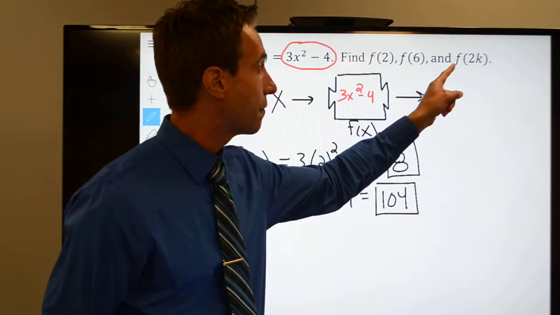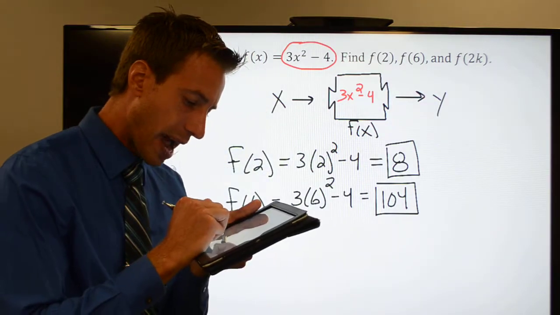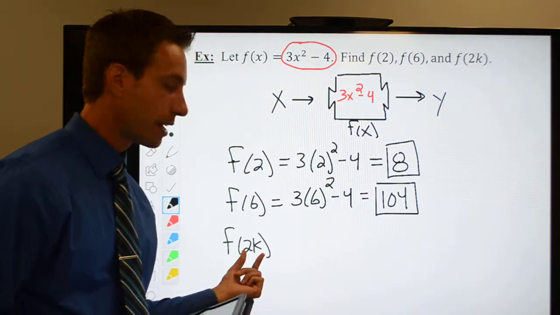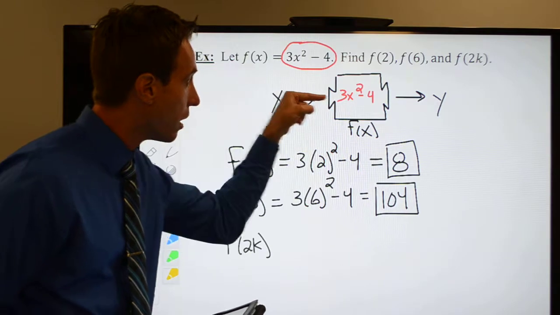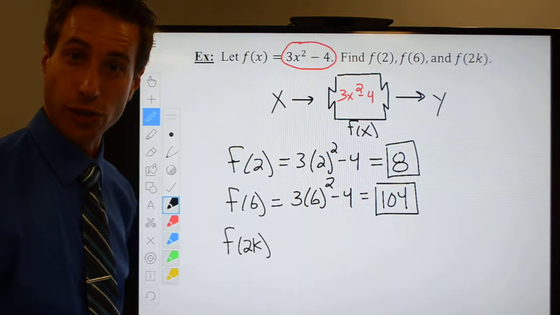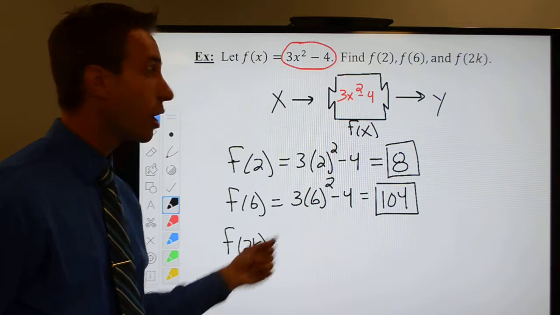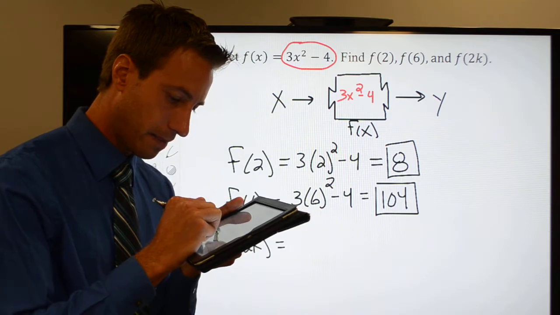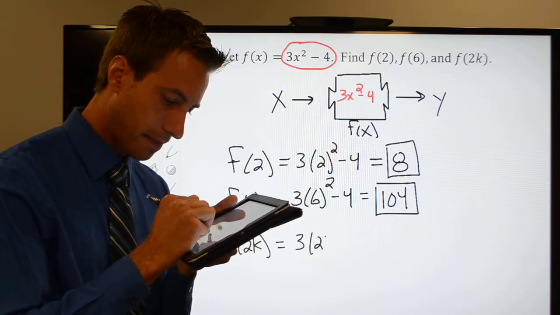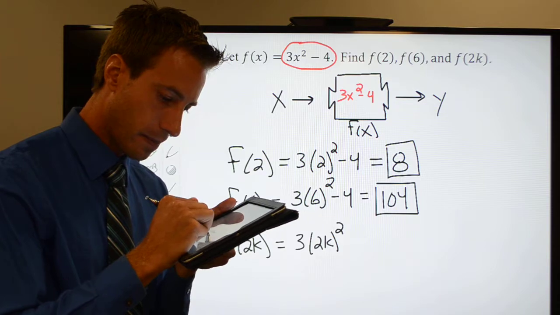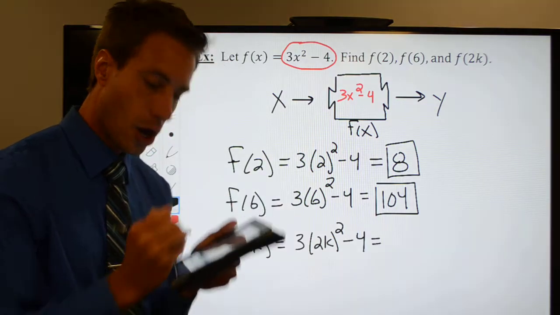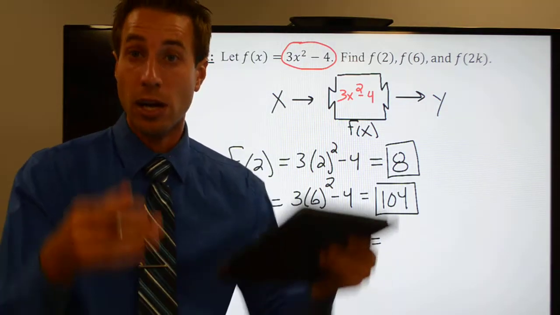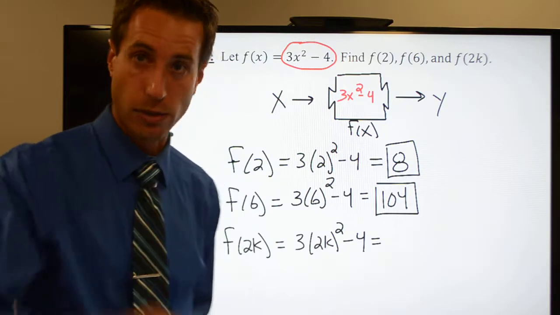They want you to do f of 2k. All they're asking you to do is take this value right here, 2k, and that's what they want you to plug into the function. That means this is going to go everywhere you have an x. So I'm going to have 3 times 2k, which will be squared, minus 4. Let's go ahead and do that. I know it still has a variable in it, but that's okay. This is algebra. There's going to be variables all over the place. Don't let that throw you off.